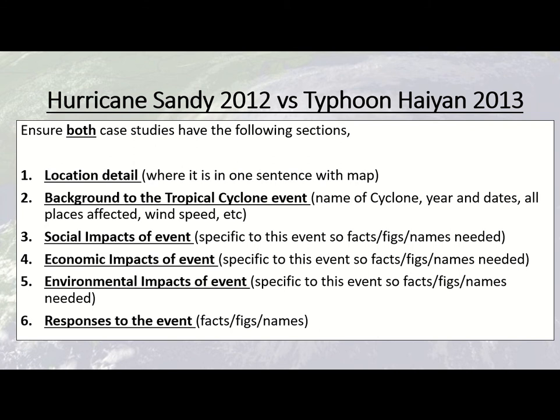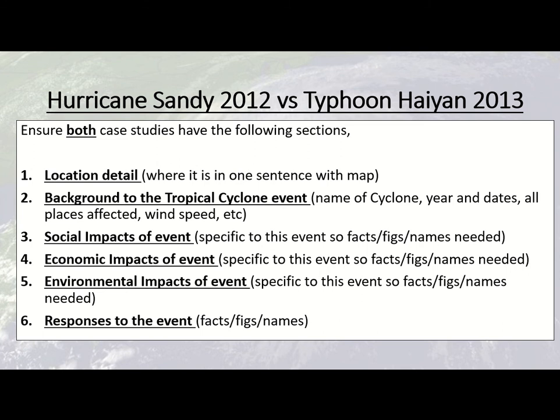So the name of the cyclone, the year, the dates, all the places affected. It might have been several countries. For example, in Hurricane Sandy, several countries were affected. Wind speed, so essentially like a fact file. Then we're starting to focus on the impacts. Now this is where the detail needs to increase.